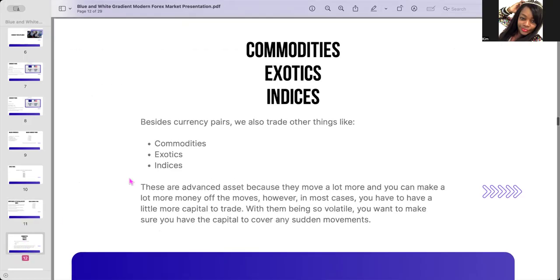All right. Commodities, exotics, indices. Besides currency pairs, we also trade other things like commodities, exotics, and indices. These are advanced assets because they move a lot more and you can make a whole lot more money off of those moves. However, in most cases, you have to have a little more capital.